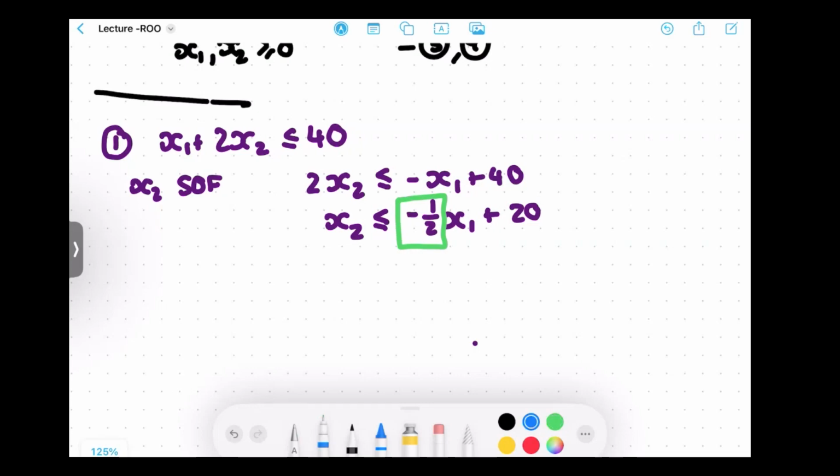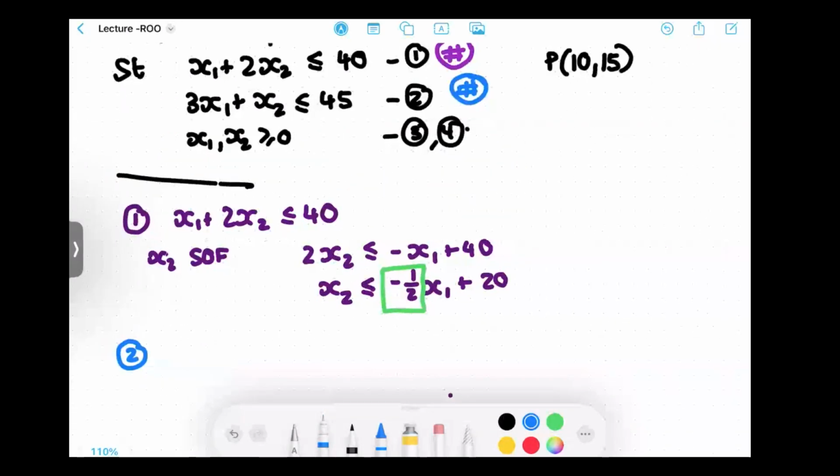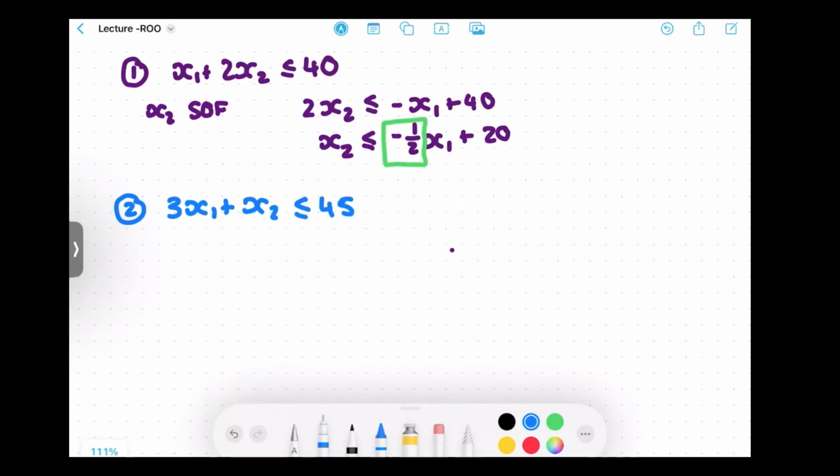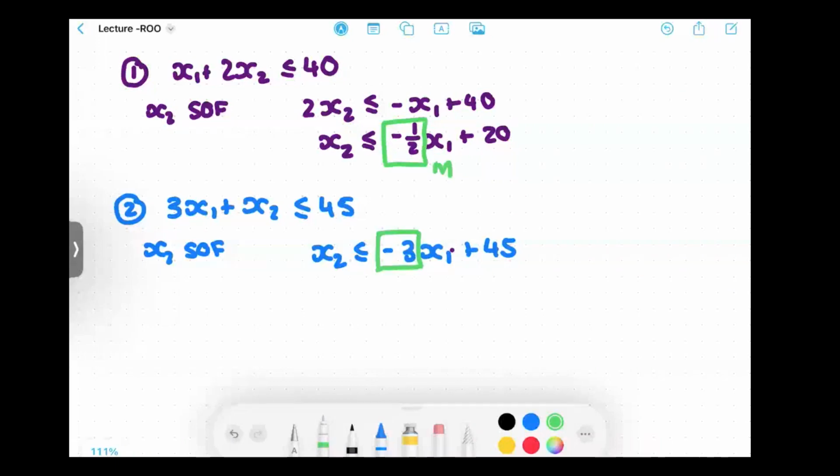Now we're going to do it for the second line. Let's remind you about it: 3x1 plus x2 is less than or equal to 45. Again, we're going to make x2 the subject of the formula, so we maintain our consistency. That's going to be x2 less than or equal to minus 3x1 plus 45. And that's the gradient that we're interested in. So we have a gradient for equation 1 and we have a gradient for equation 2.